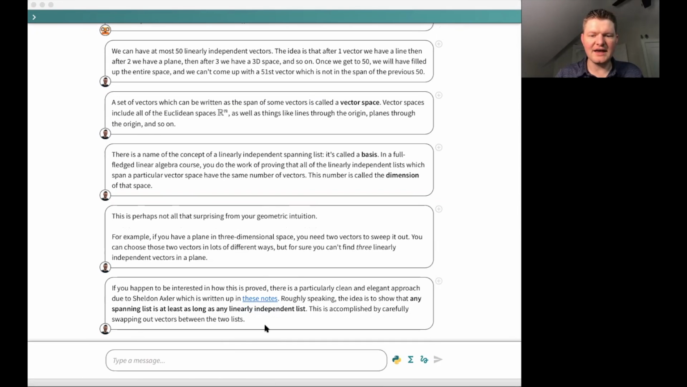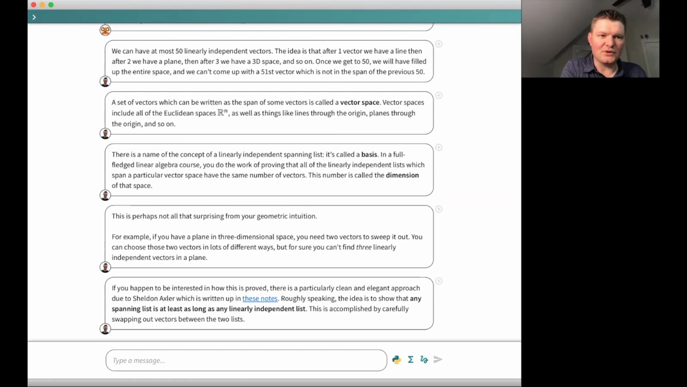As I said, we're not going to get into that, but there are some notes here. And there are lots of ways to do this. I really like this one by Sheldon Axler, which I wrote up in these notes when I taught a linear algebra course a few years ago. Roughly speaking, the idea is to take two lists. You want to show they have the same length. Basically, you grab one vector from one of the lists and tack it on at the beginning of the other list and work through that list using the definition of linear dependence.